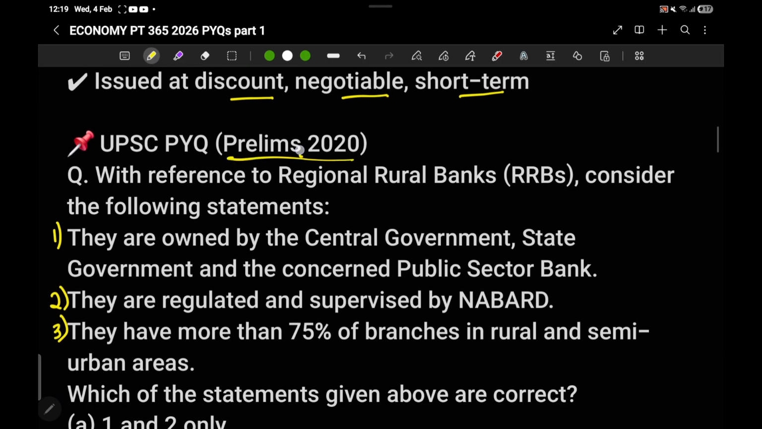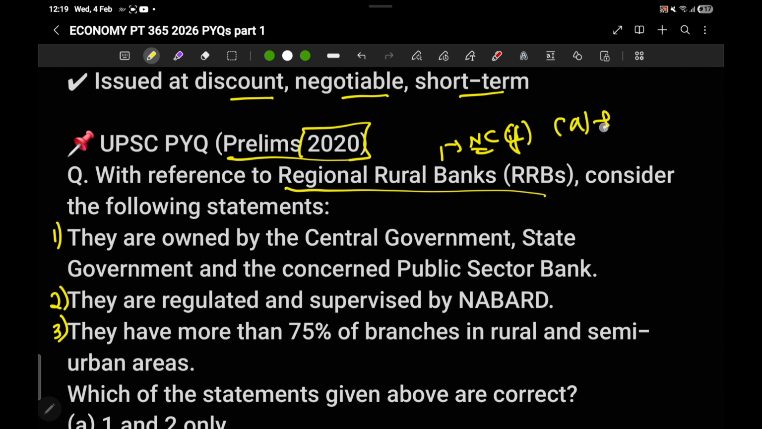Prelims 2020 question. With reference to regional rural banks, consider the following statements. RRBs. Okay, which committee? Narasimham committee, for formation. For amalgamation, we have Vyas committee.